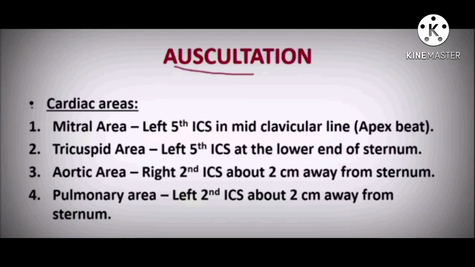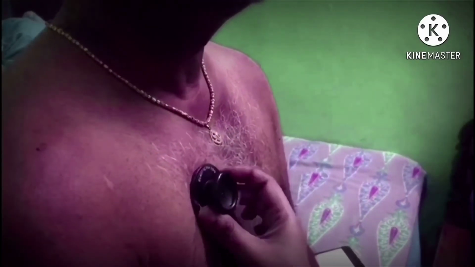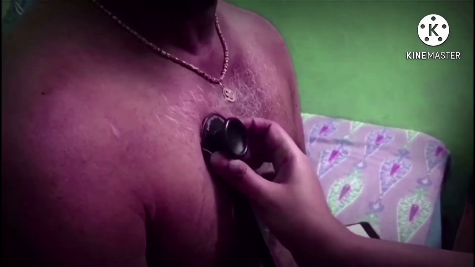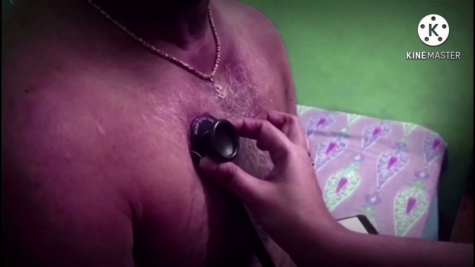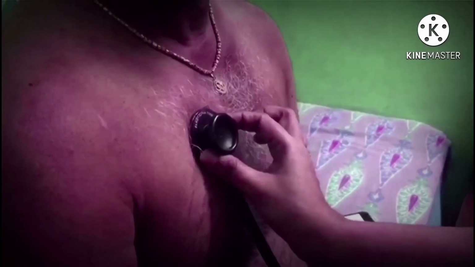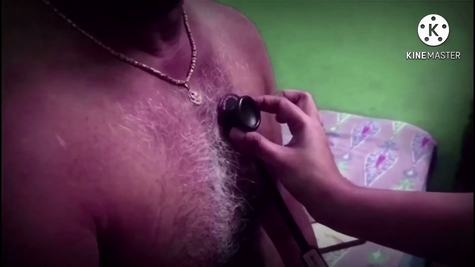there are 4 cardiac areas: mitral, tricuspid, aortic, and pulmonary areas. Specifically valve locations: aortic, pulmonic, Erb's point, tricuspid, and mitral valve. Aortic is found right of the sternal border in the second intercostal space and represents S2 dub, which is the loudest. And next is the pulmonic, found left of the sternal border in the second intercostal space, representing S2 dub, which is the loudest.